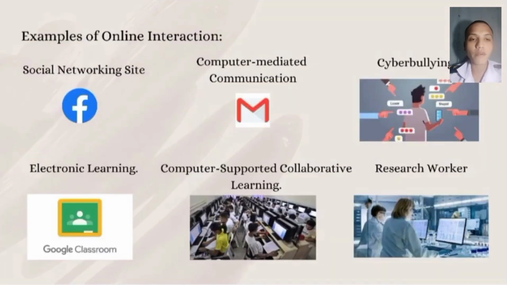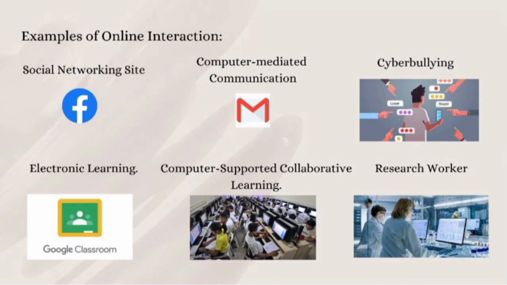And these are the examples of online interaction. The first one is social networking sites. The example of that is Facebook. Second is computer-mediated communication, which includes email or Gmail. And the third one, which is the bad side of social interaction, is cyberbullying. The fourth one is electronic learning. An example of that is Google Classroom.